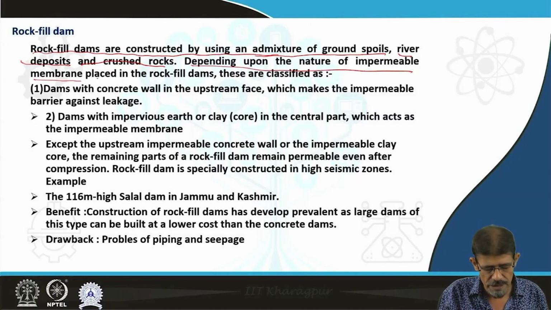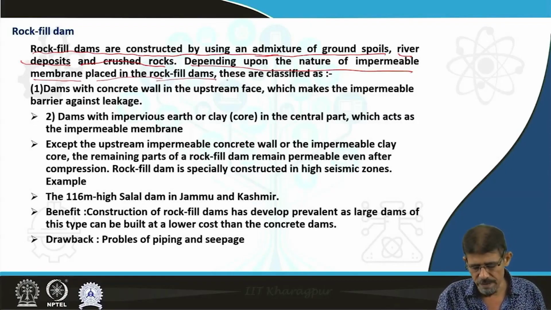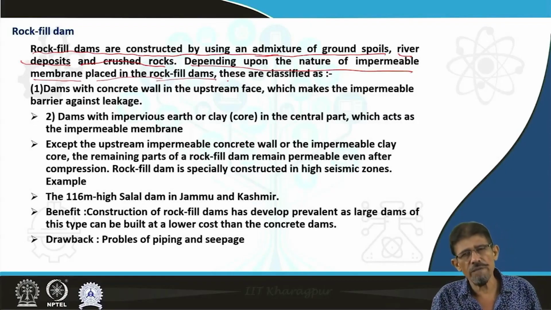impermeable membranes placed in the rock fill dam, because the rock fill dam consists of a major portion of the dam as semi-permeable. So the semi-permeable strata is unable to hold the water on the upstream side and cannot completely check the percolation and seepage of water from the upstream side to the downstream side.